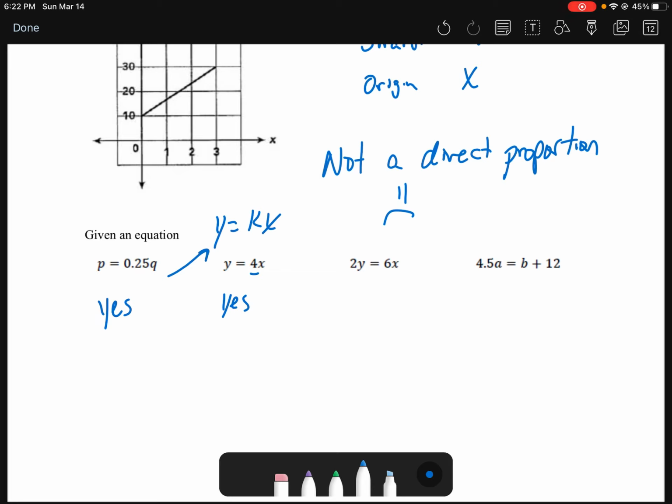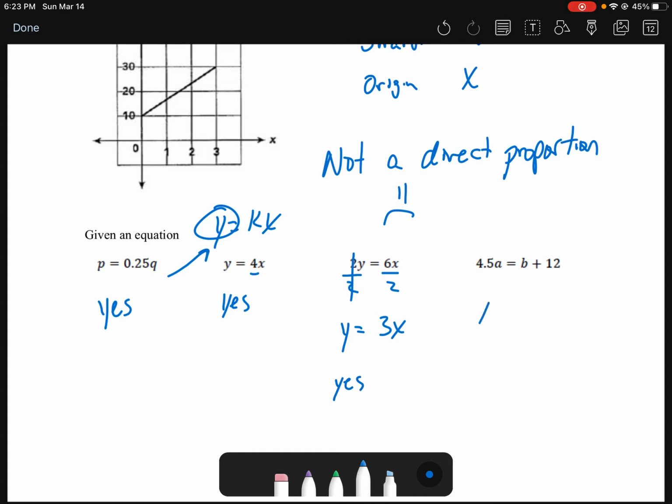2y equals 6x. Now looking at this right now, I would say no, it's not, because our y shouldn't have a number with it. However, I could divide both sides by 2 to cancel that out. Now I get y equals 3x, which is written in my direct proportion form. So yes, this is a direct proportion relation.